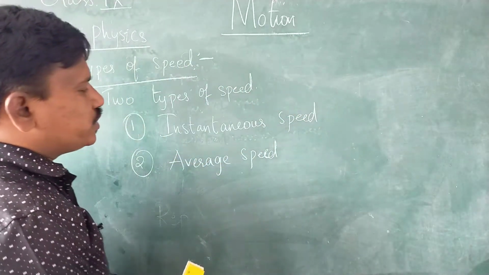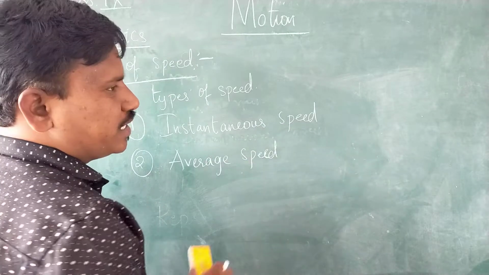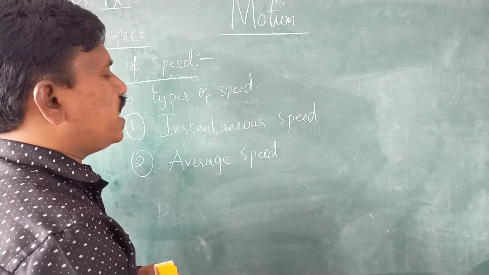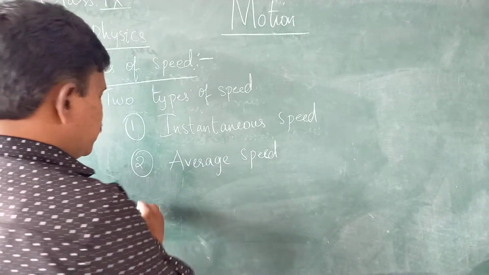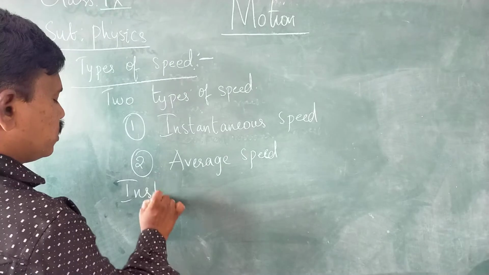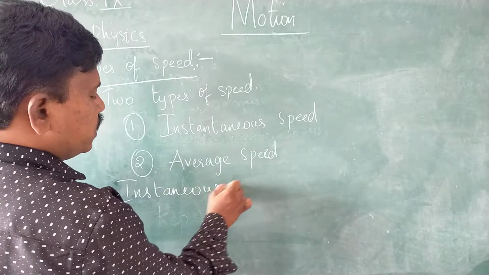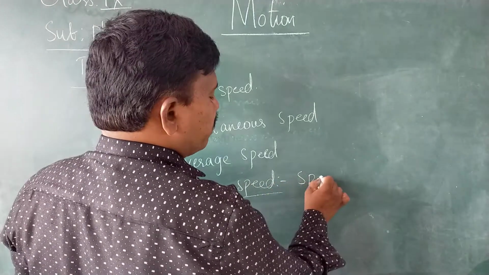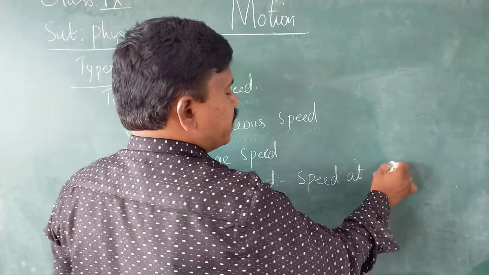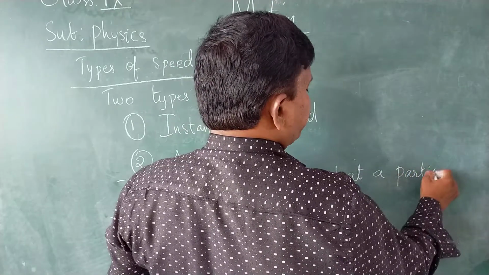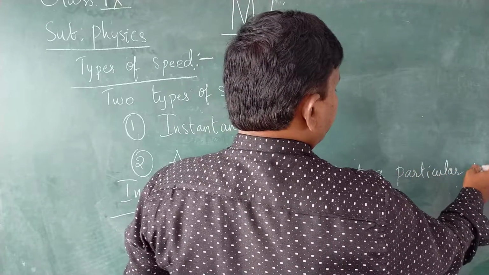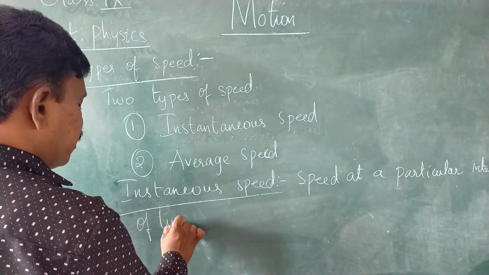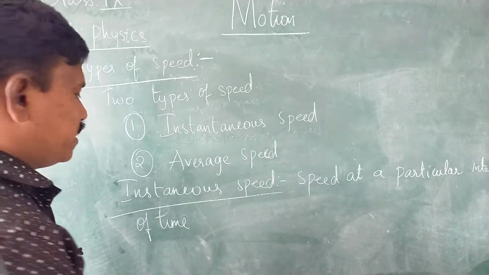Therefore, here also we use a word called instantaneous speed. The speed that is calculated at a particular interval of time is called the instantaneous speed. Instantaneous speed means speed at a particular interval of time.